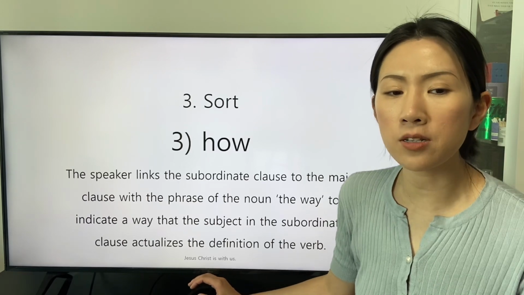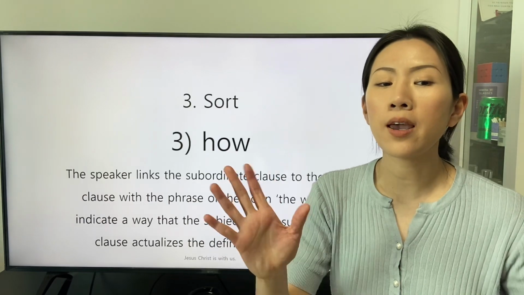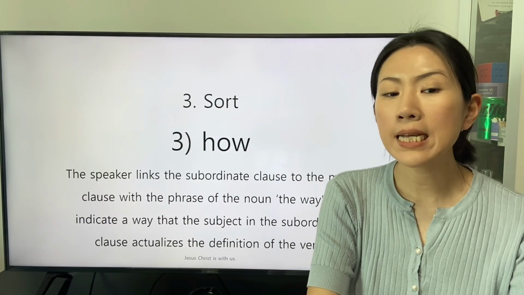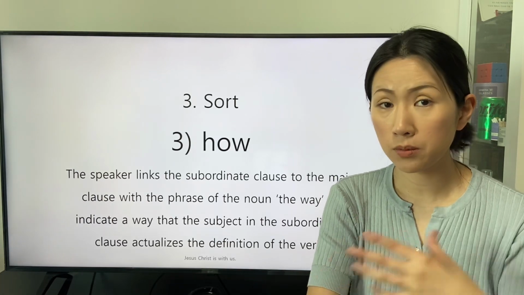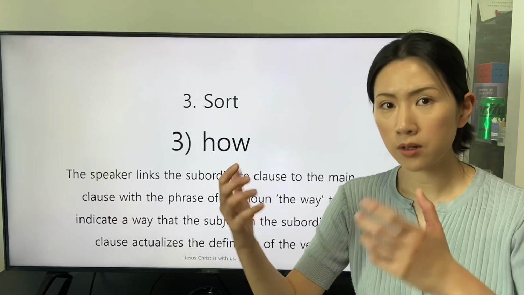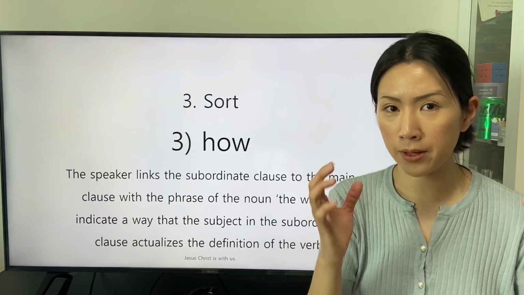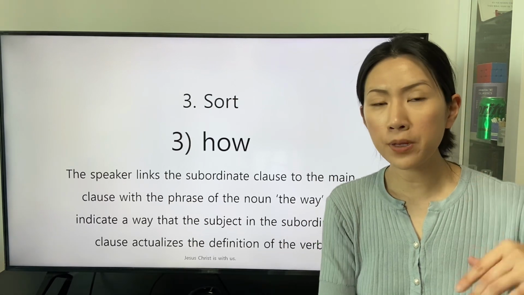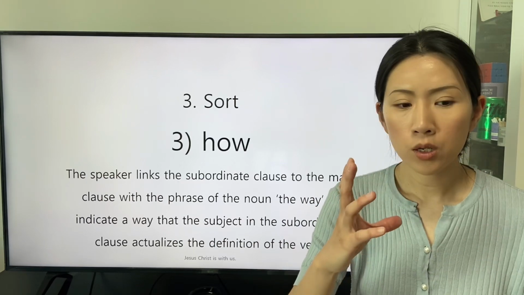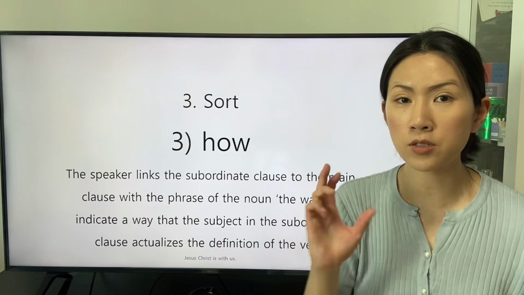The speaker links the subordinate clause to the main clause with the phrase of the noun the way to indicate only a way that the subject in the subordinate clause actualizes the definition of the verb. So the speaker who avoids the ambiguity of the indication by the relative adverb how applies the phrase of the noun the way to indicate a way of the subject to actualize the definition of the verb in the subordinate clause.